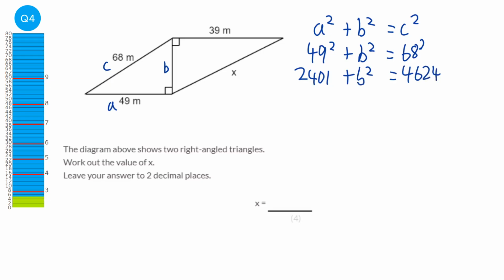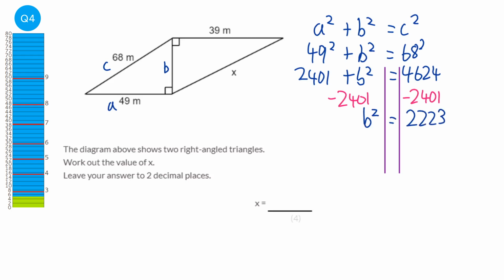4624. So we are solving here, so let's get our lines down. And we're going to start by subtracting the 2401 from both sides. So we've got b squared equals 2223. Then we're going to square root both sides, and we've got b equal to 47.148 and so on.